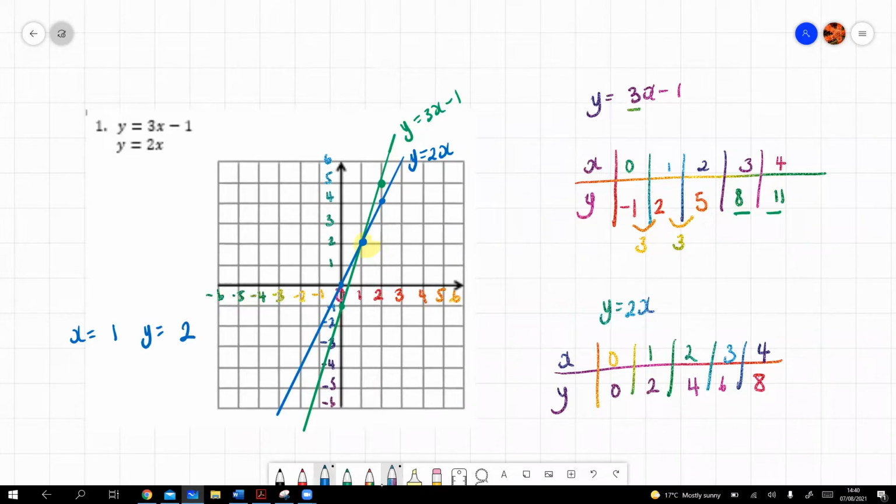Okay, and we can check this because we can substitute the values in. So here, if we do x is 1 and y is 2, I've got 2 equals, well, 3 times 1 is 3, take away 1. 2 is equal to, well, 3 take 1 is 2. That's correct. The values are right. I can do the same there. y is 2. If x is 1, 2 times 1 is 2. That is correct, and you can check your answer in this way.